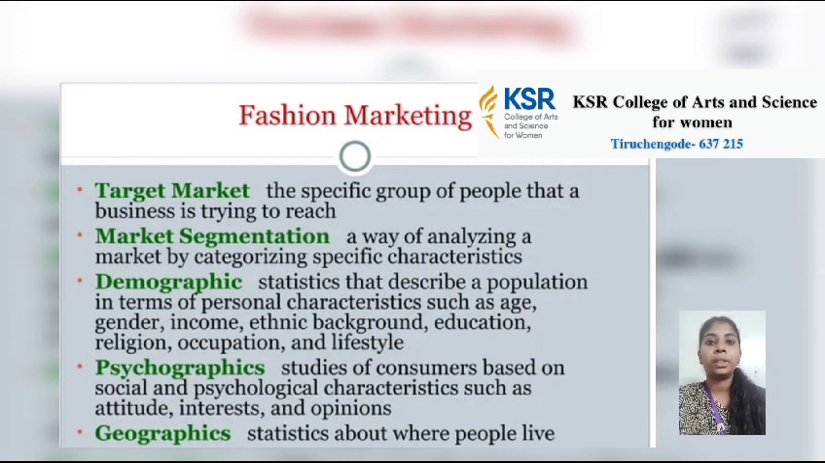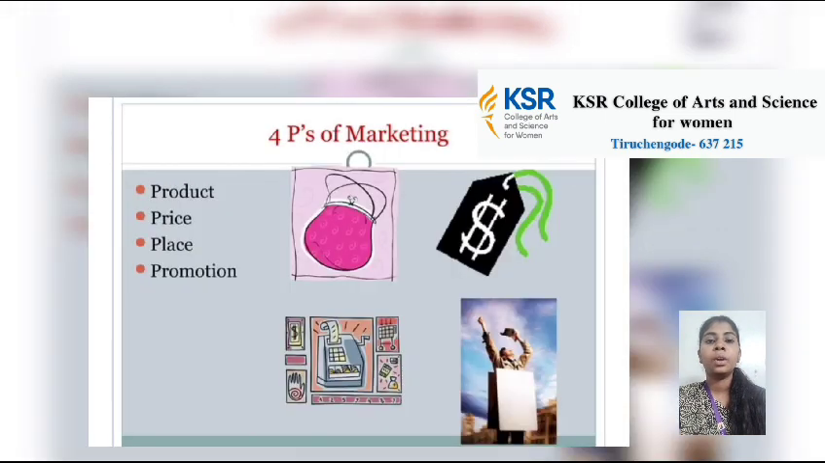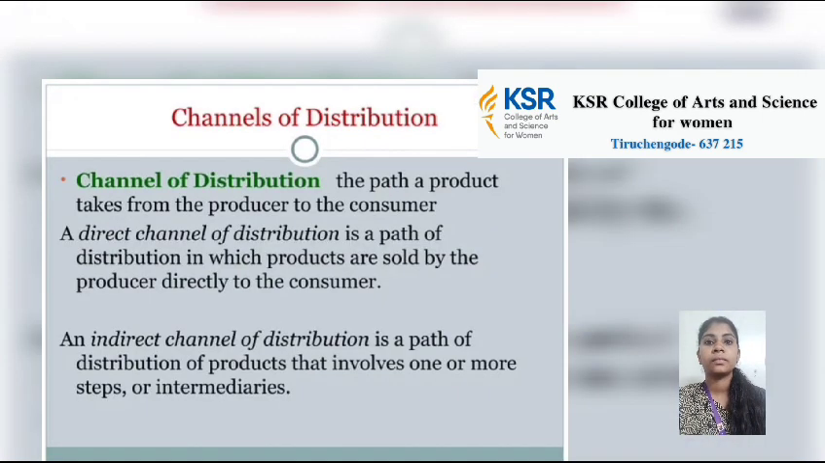And then psychographics: studies of consumers based on social and psychological characteristics such as attitude, interest and opinion. And then geographic: statistics about where people live. The four Ps of marketing. There are four Ps of marketing: product, price, place, promotion. These are very important steps for marketing.